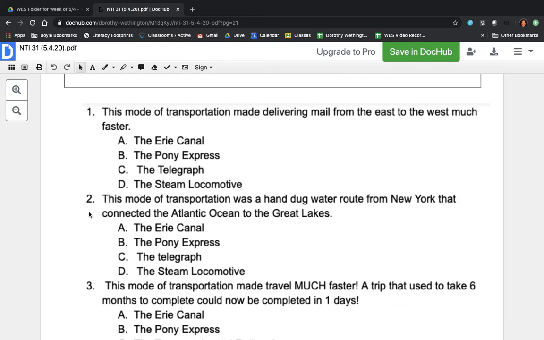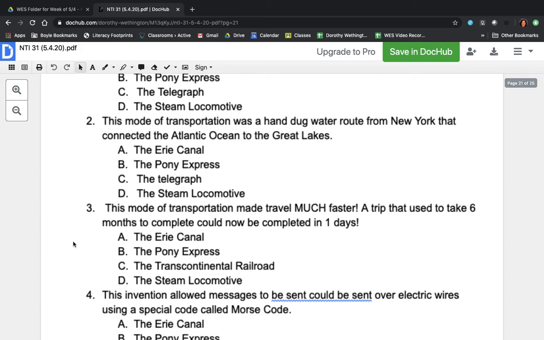Question 2. This mode of transportation was a hand-dug water route from New York that connected the Atlantic Ocean to the Great Lakes. A. The Erie Canal, B. The Pony Express, C. The telegraph, or D. The steam locomotive.